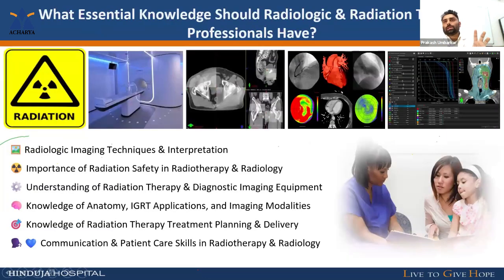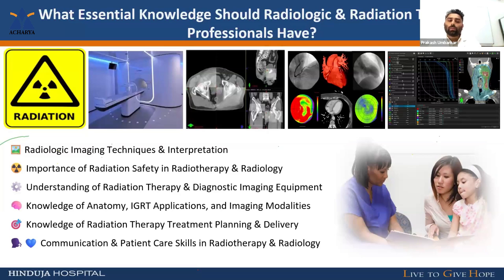Then for both radiodiagnosis and radiotherapy, each and every profession, both the radiotherapy technologists and the diagnostic person, there should be minimum knowledge of radiological imaging techniques and interpretation. This is very important for radiodiagnosis technology. Importance of radiation safety in radiation therapy and radiology.